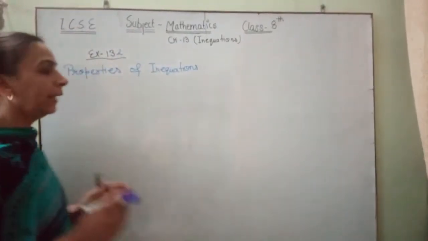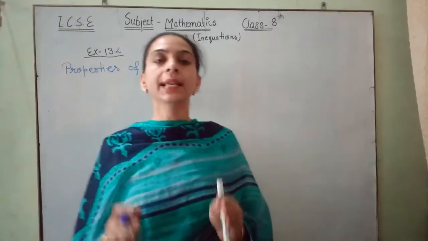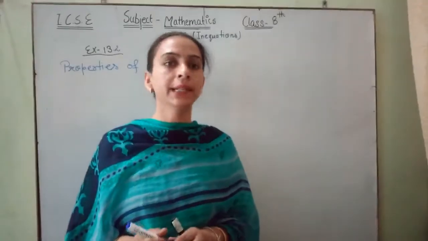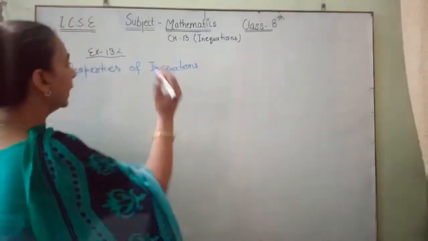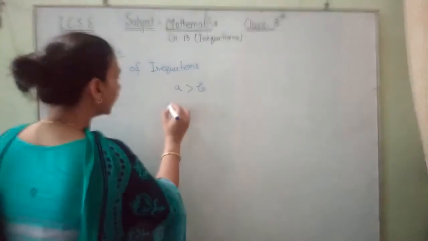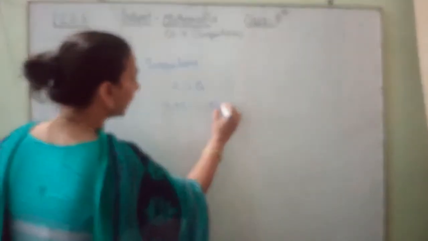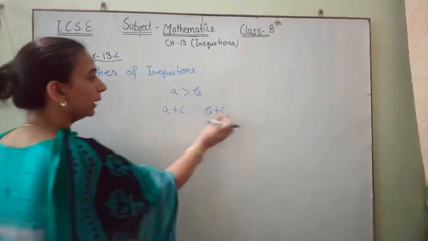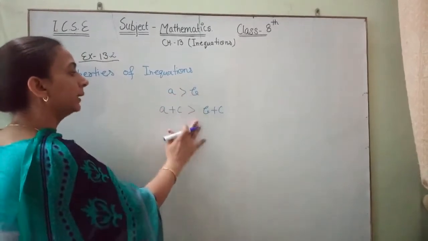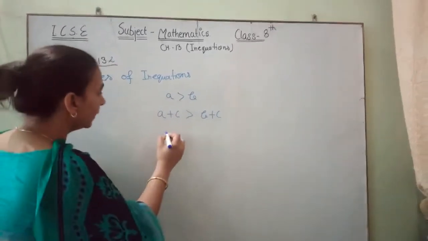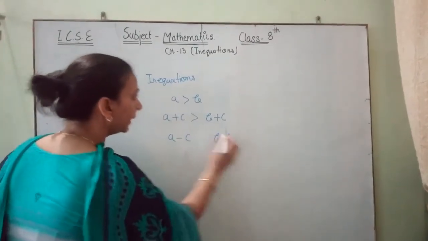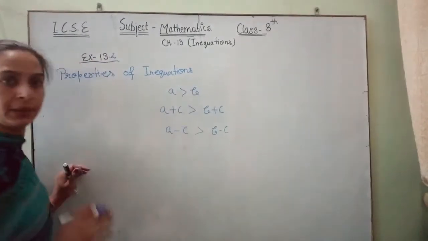First is, if we add or subtract a positive number on both sides, then the sign of inequality does not change. For example, if we have an inequation a greater than b, and we add the same positive number c on both sides, then the sign of inequality does not change, meaning greater than stays greater than. Same as it is, if we subtract a number c from both sides, then b minus c, the sign of inequality also does not change.